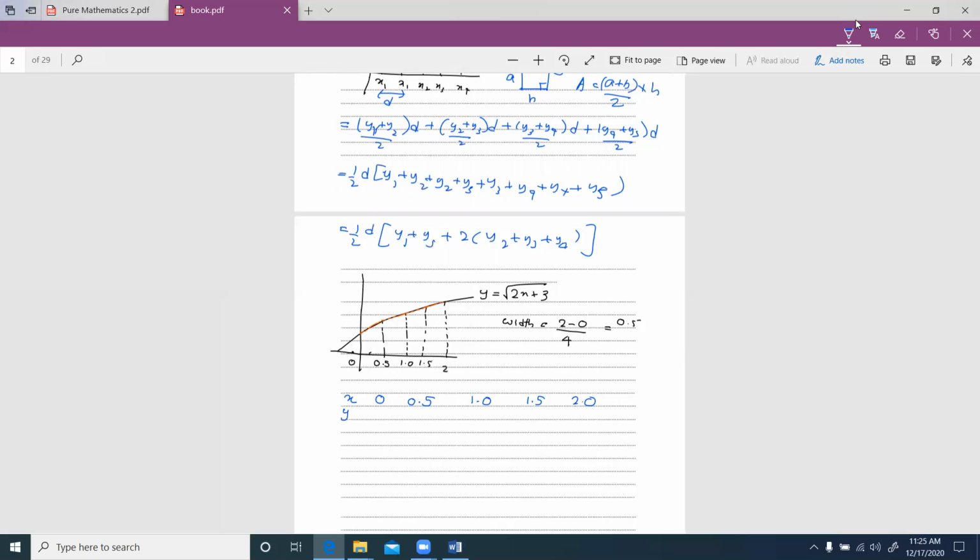How to get the y values? Substitute these coordinates into the original function. So if you substitute 0 here, what would be the answer? 2 into 0 is 0, 0 plus 3 is 3, square root of 3. That becomes 1.732.